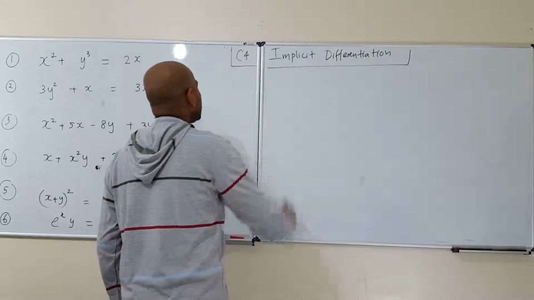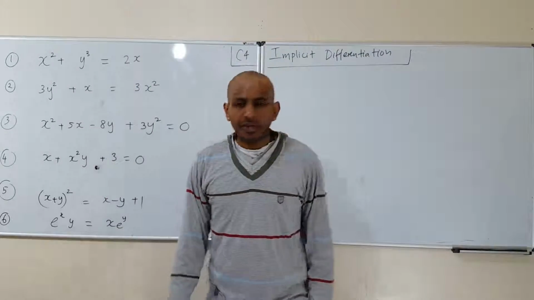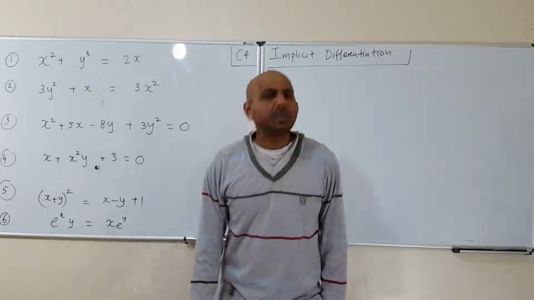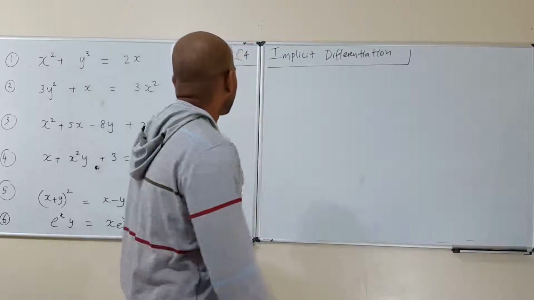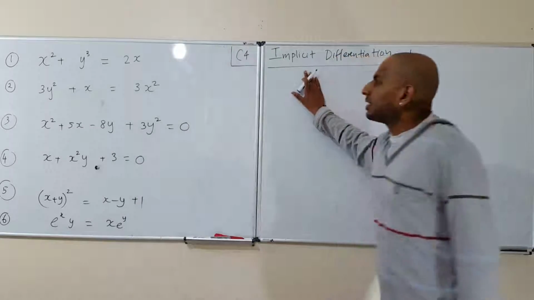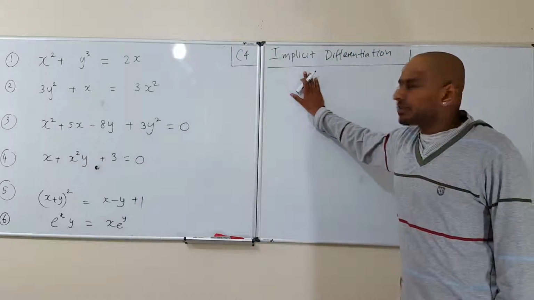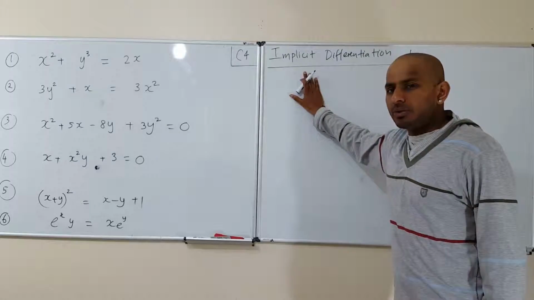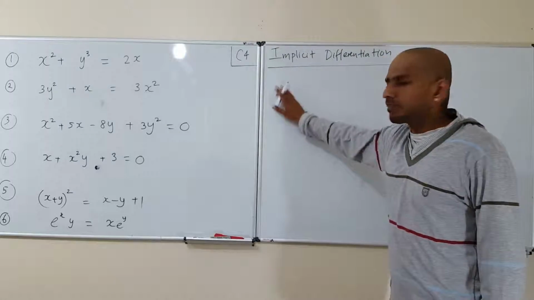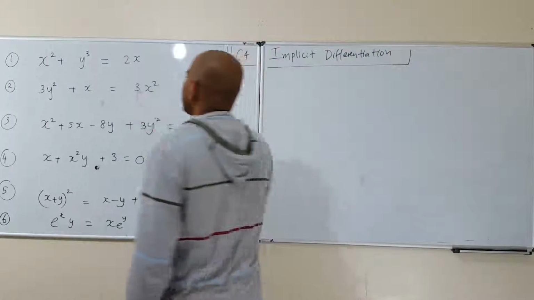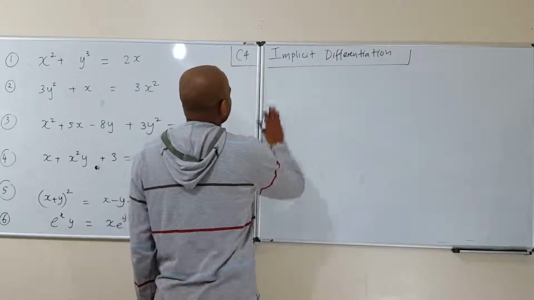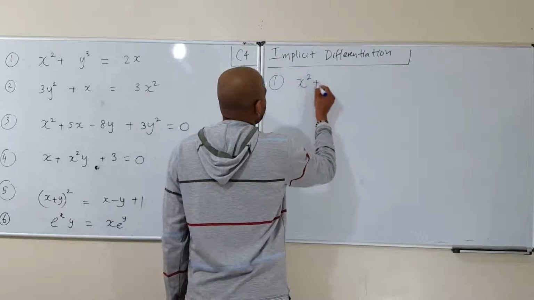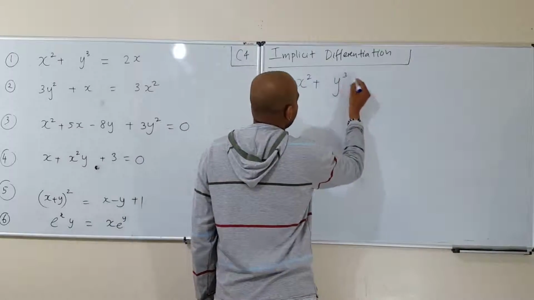In differentiation, what we're trying to find here is dy dx, in terms of normally x and y. The reason it says implicit is because when you get the answer, usually the dy dx consists of x and y both. You will see in a minute what I mean by that. So let's try to differentiate that. Question number 1, it says x squared plus y cubed equals 2x.